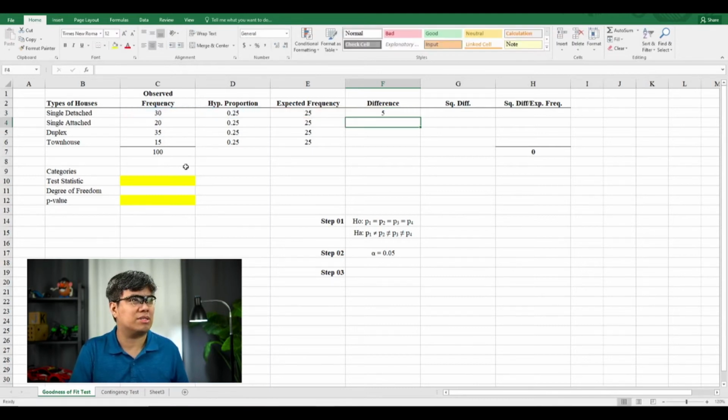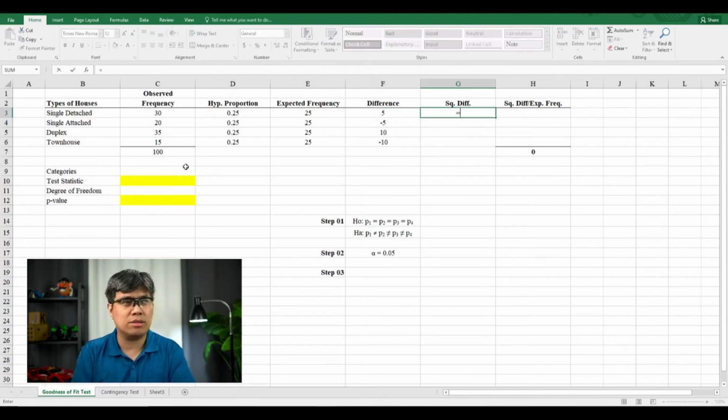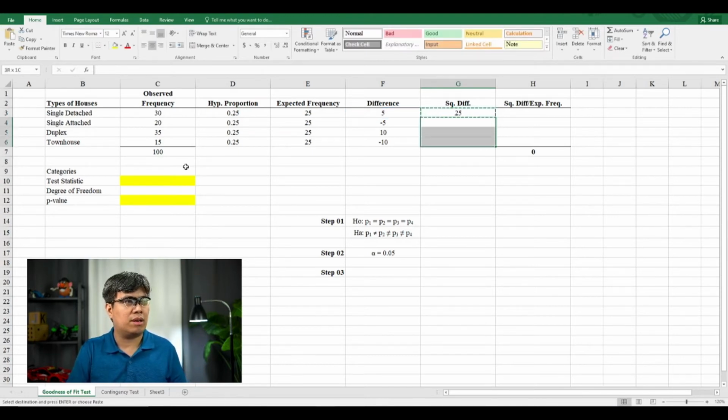Press the wrong sign. There you go. Should be 5. And if we do the same, we'll get different values here, from positive to negative. Next, we're going to get the squared. Simply select the column F here, the cell beside it, and put the caret symbol raised to the second power. So 5 becomes 25, and we do the same for the rest.